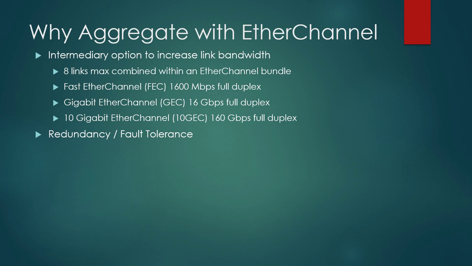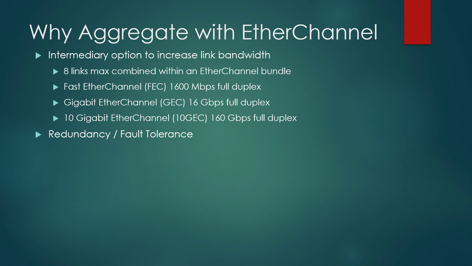So why would we want to aggregate with EtherChannel? Well, EtherChannel affords us the ability to use multiple links on our existing hardware to virtually achieve the throughput of the next higher grade of hardware. What I mean by that is, let's say we're talking about a Fast Ethernet switch. A Fast Ethernet switch will give us, out of a single port, 200 megabits of full duplex communication. A Gigabit Ethernet switch out of a single port will give us 2 gigabits of full duplex communication. And a 10 Gigabit Ethernet switch would give us 20 gigabits of full duplex communication.